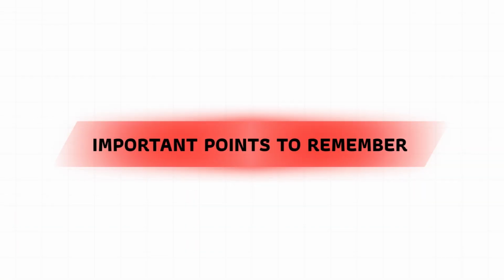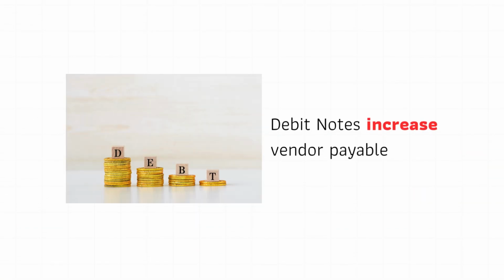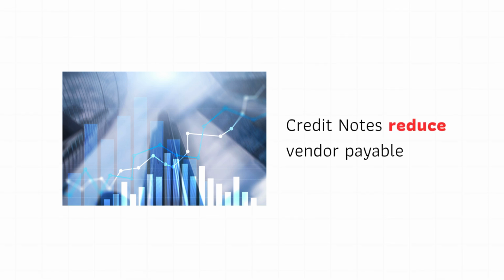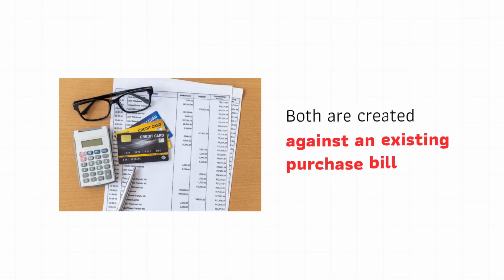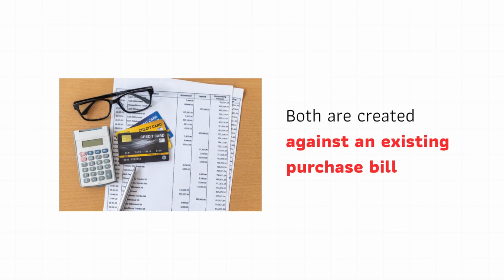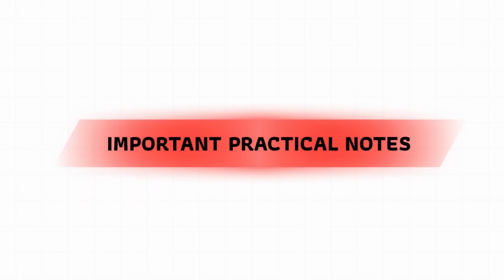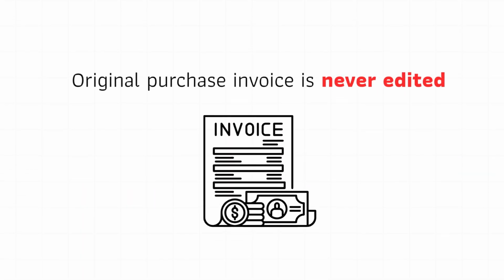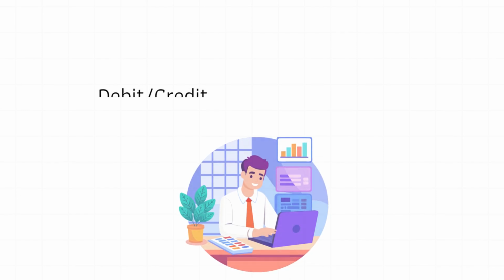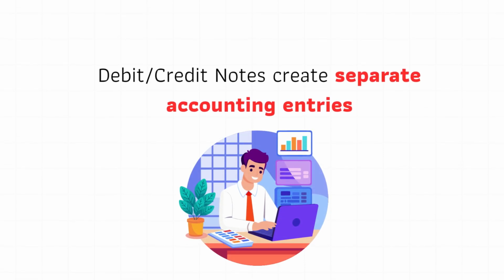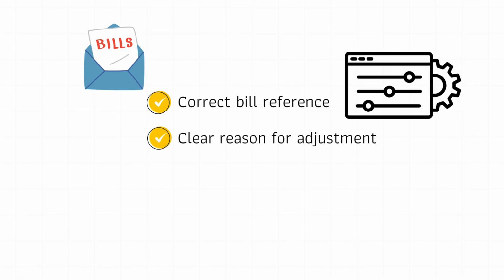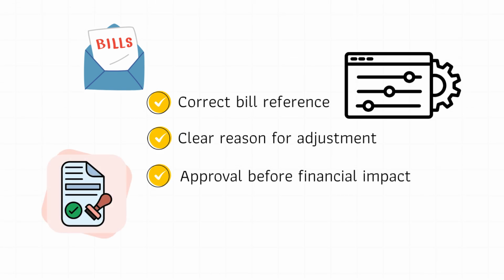Important points to remember. Debit notes increase vendor payable. Credit notes reduce vendor payable. Both are created against an existing purchase bill. Accounting impact is automatic. Entries go through approval workflow. Important practical notes. Original purchase invoice is never edited. Debit and credit notes create separate accounting entries. Always ensure correct bill reference, clear reason for adjustment, and approval before financial impact.